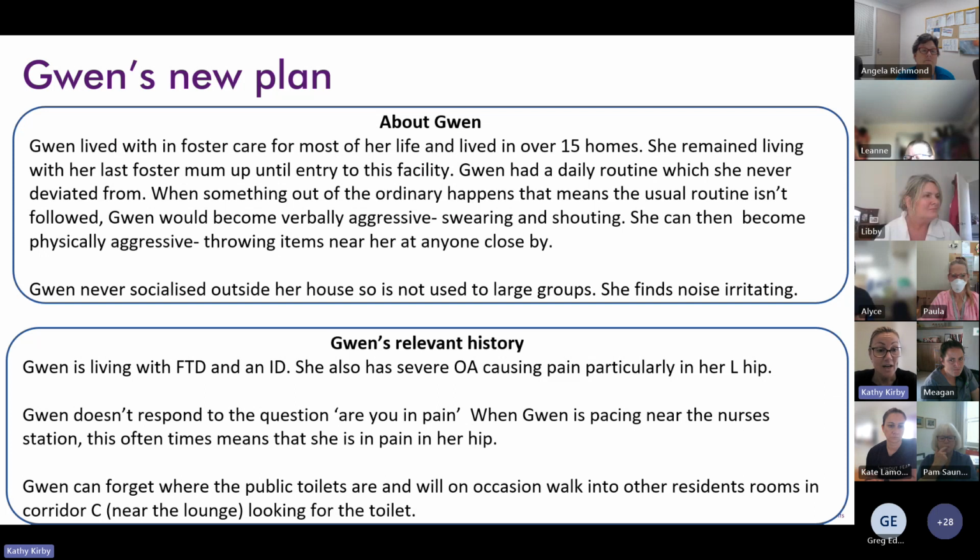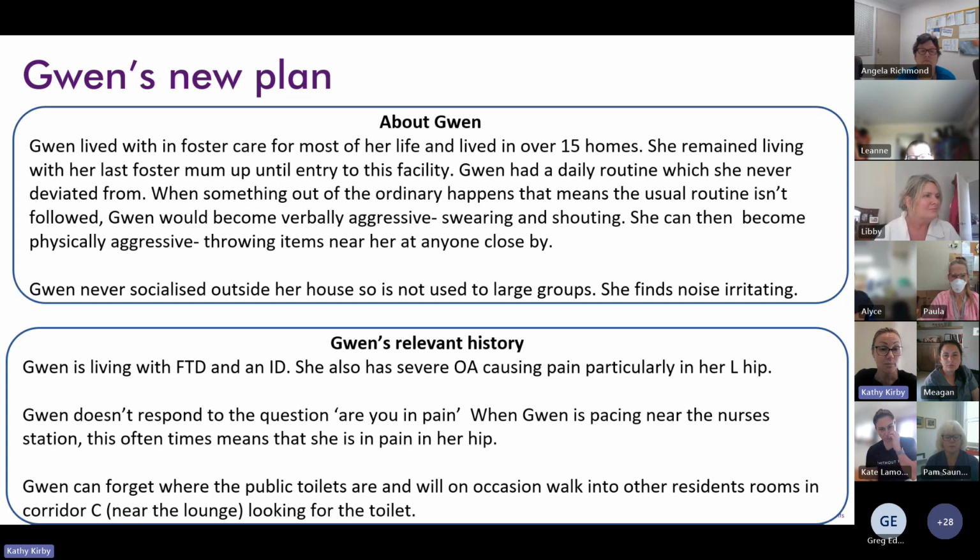Something else that we need to know, Gwen doesn't respond to questions of, are you in pain? So if you ask her, are you in pain? She doesn't respond to you. So that's another key bit of information I need to know so that I don't go up to Gwen and say, are you in pain? Because I'm not going to get an answer. And when Gwen is pacing near the nurse's station, oftentimes it indicates that she has pain in her hip. Now, where did we get that information from? From comparing her pain charting with her behaviour charting, and speaking to staff, because we're pulling all of that rich data together to identify what the trigger might be.